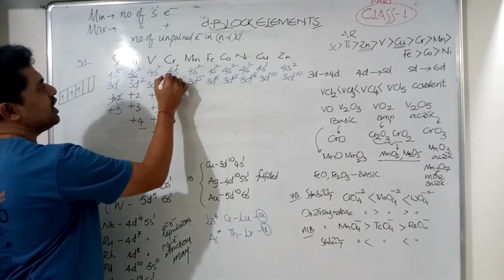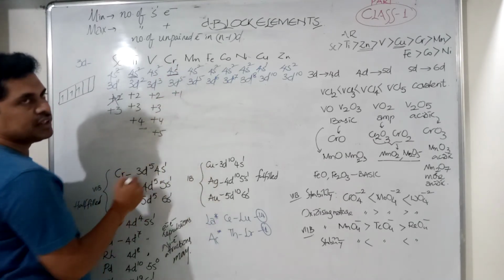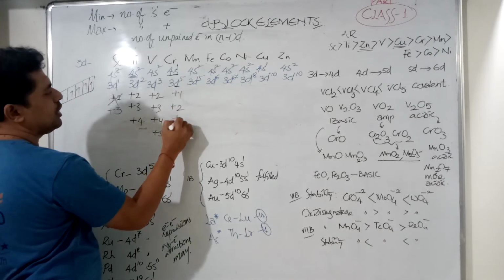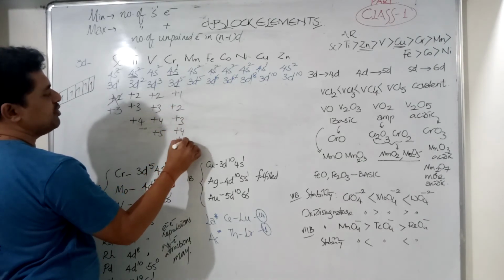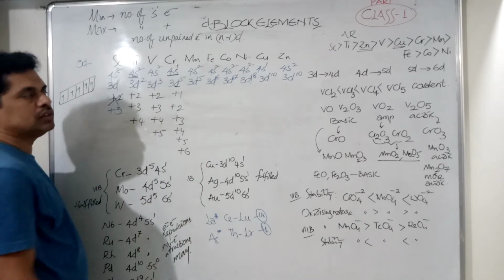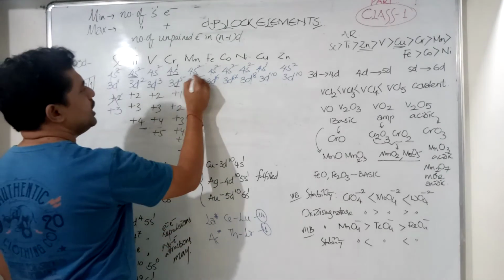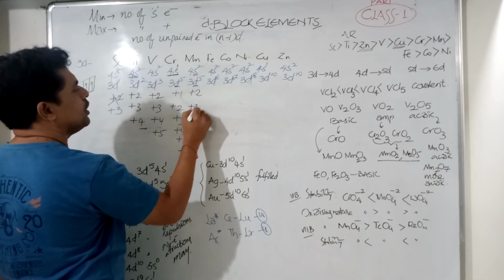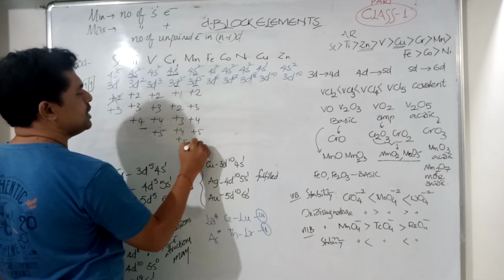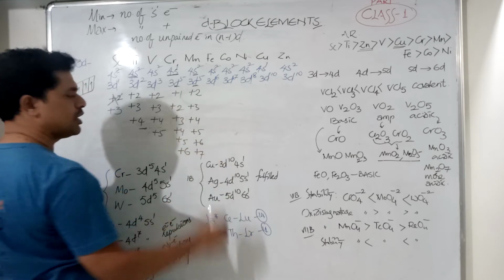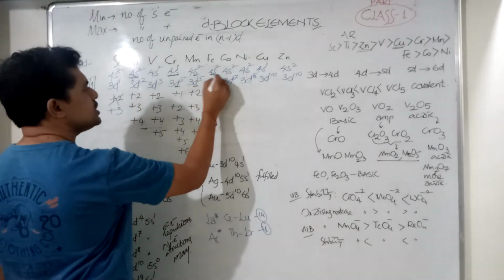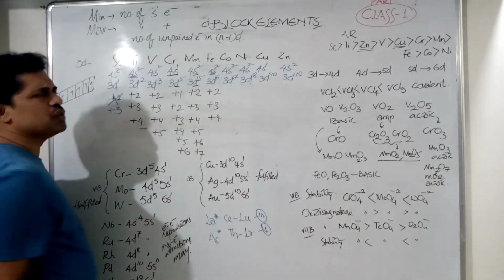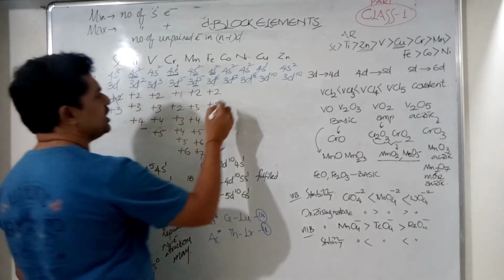Chromium, 4s1 configuration is there, so minimum is +1. 3d5, 5 unpaired electrons are there. So add 5, +1 to +6 possible. For manganese, the minimum is +2 here. Add 5 more: +4, +5, +6, +7. 4s2, +2. And for iron, +4 is also rarely showing. +2, +3 is only for iron generally.